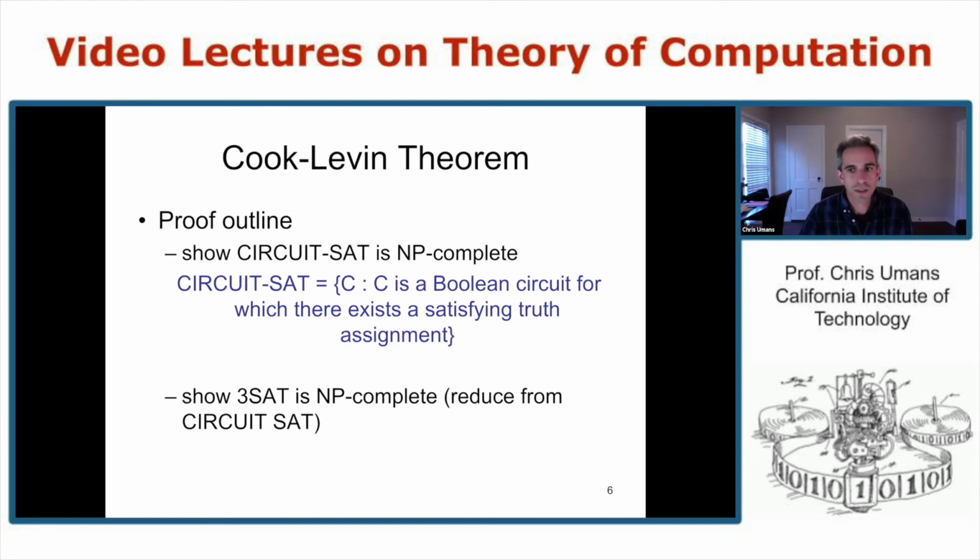And the question is whether the language consists of those Boolean circuits for which there exists a satisfying truth assignment, a Boolean truth assignment to the variables that makes the circuit output 1 or true. So that's the first part of the reduction. And then the second part is we're going to show that 3-SAT is NP-complete, and we'll reduce from circuit SAT. Okay, so let's start with the first half. We're going to show that circuit SAT is NP-complete.